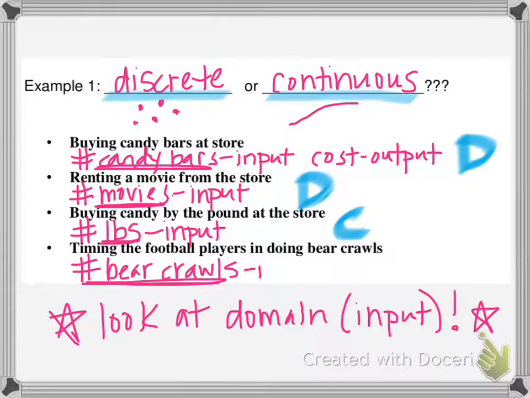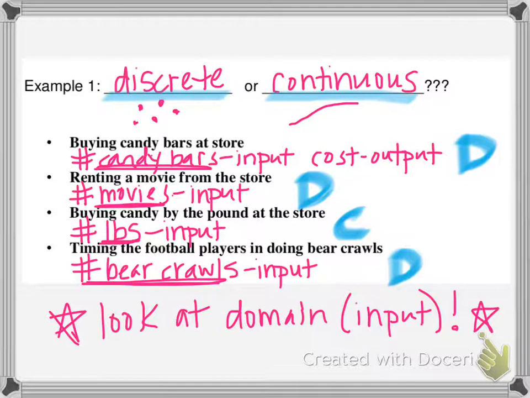I'm not sure if a coach would say, hey, do 2.33 bear crawls. They would probably round it to the nearest whole number, right? 2 bear crawls, 10 bear crawls, 20 bear crawls. So I don't think it would make sense to include decimals or fractions between those whole numbers, which means I wouldn't connect the points, so I wouldn't have a continuous graph. I would once again have a discrete graph.